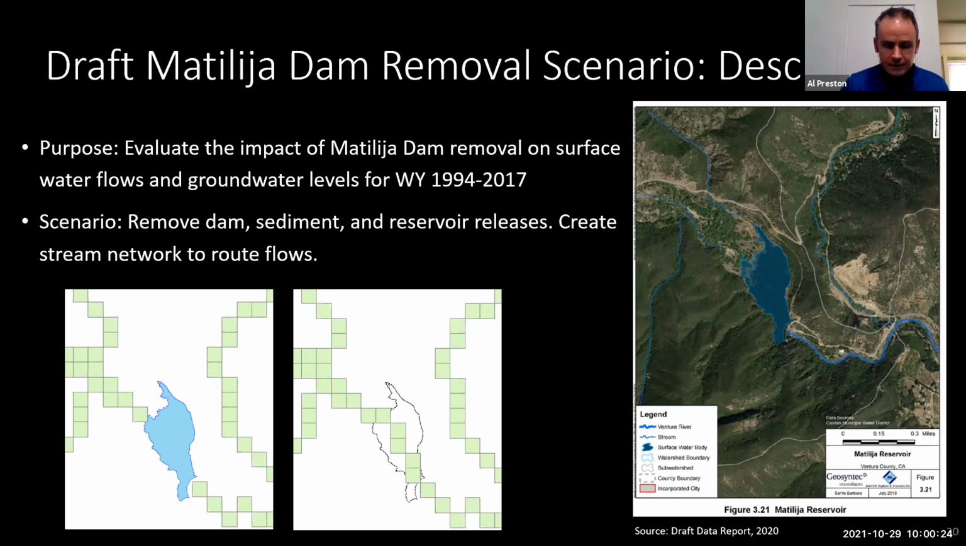If you look at the images on the lower left, our 330-foot HRUs are shown here in squares, and that's the size of our grid. So we're going to change a handful of these HRUs.